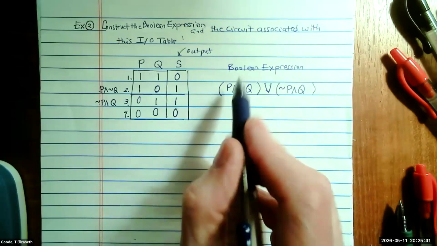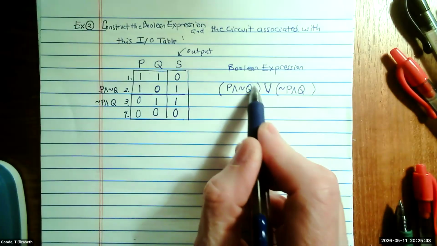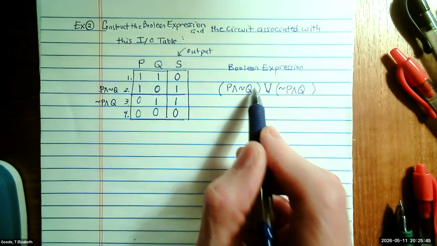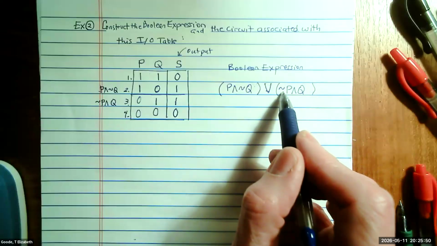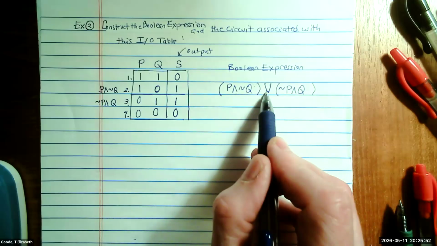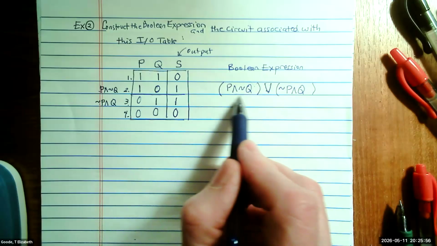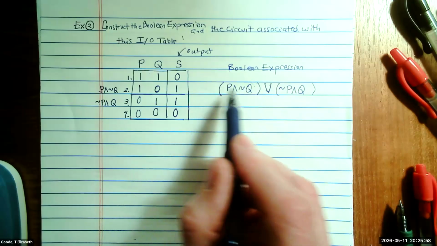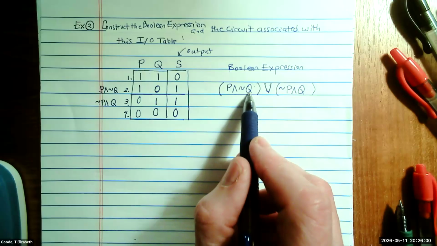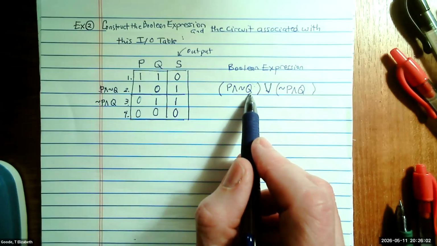So the or is because if this happens, if P is hot and Q is cold, because they're opposite, or if P is cold and Q is hot. Either or. So if this happens or that happens. The inside of the parentheses is what we call a complete input state. It's complete information about the input wires.